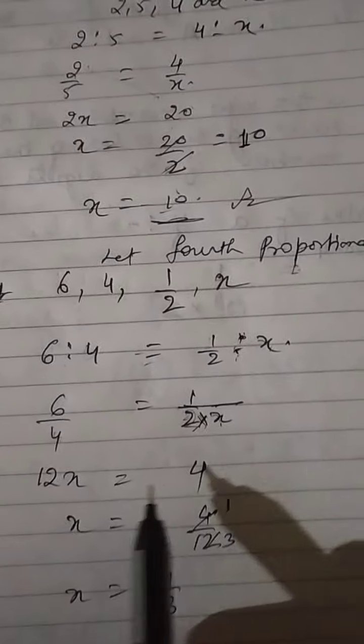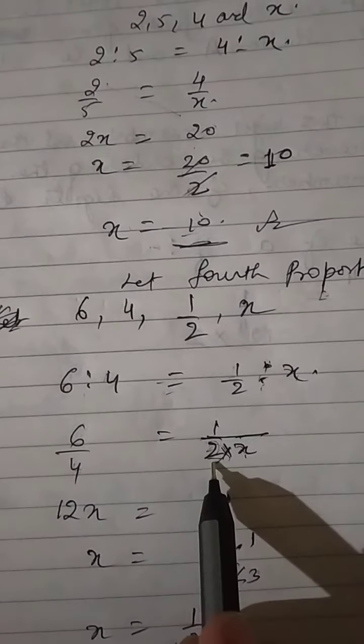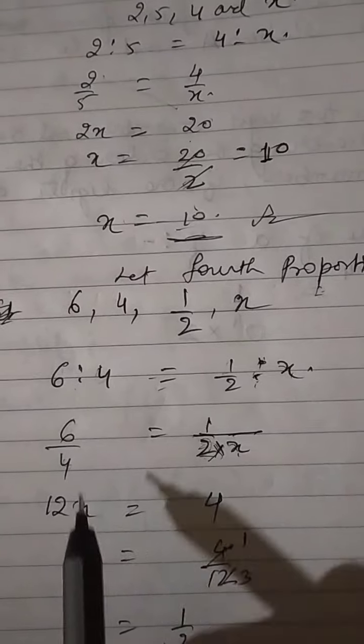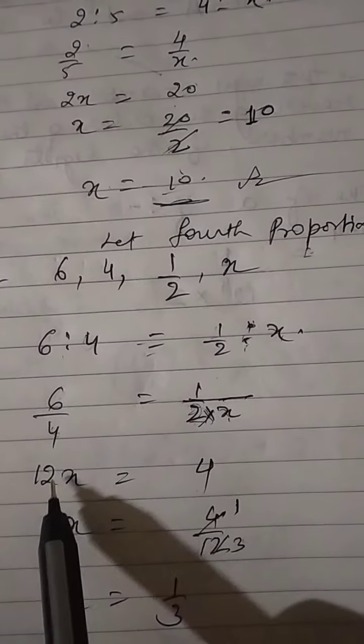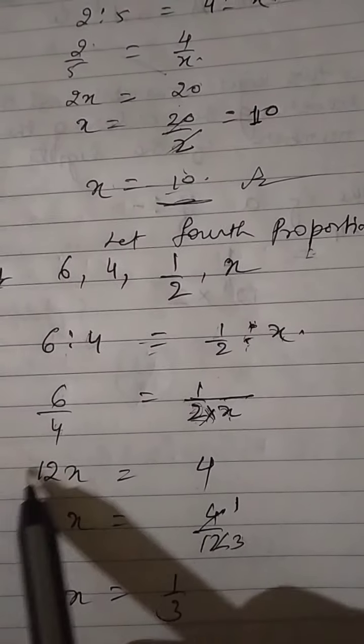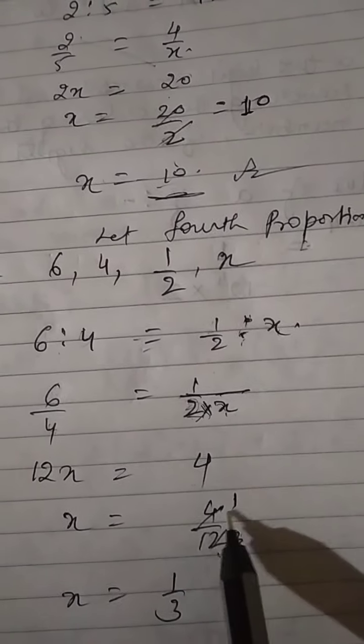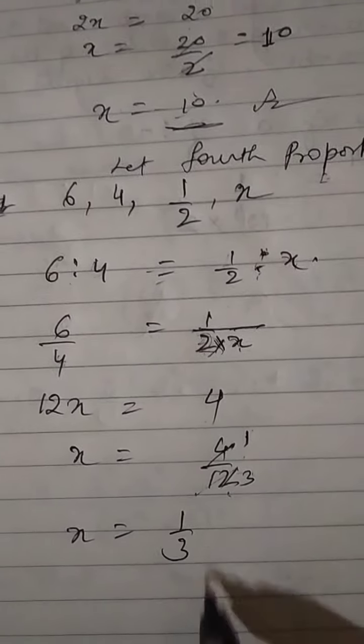Now just multiply: 6 twos are 12 and X, 12X, and 4 ones are 4. Cross product. Now we have to get the X value. So 4 is in multiply, so it will go in divide. 4 ones are 4. 4 threes are 12. So we have got the value of X as 1 by 3.